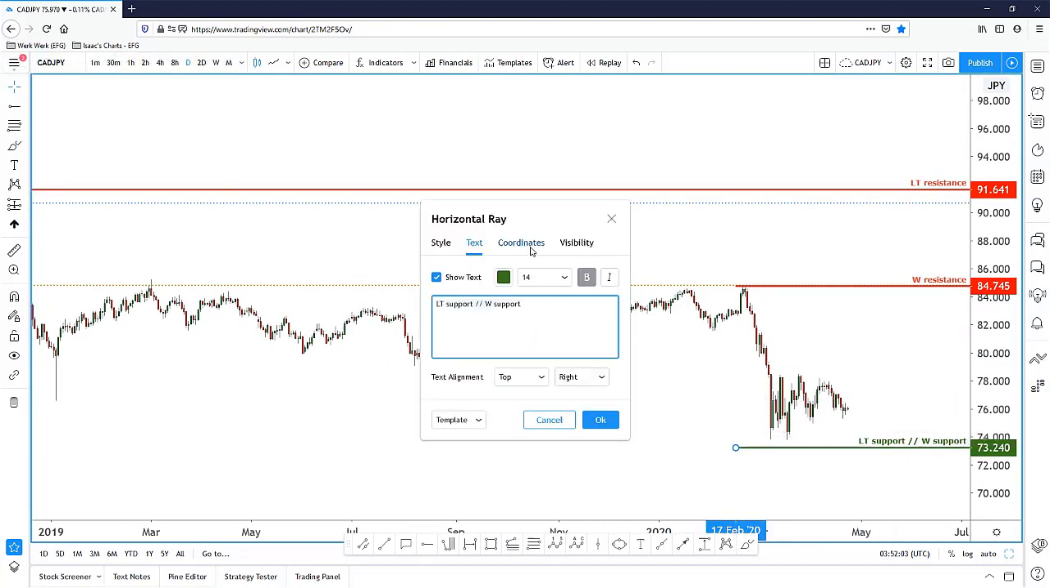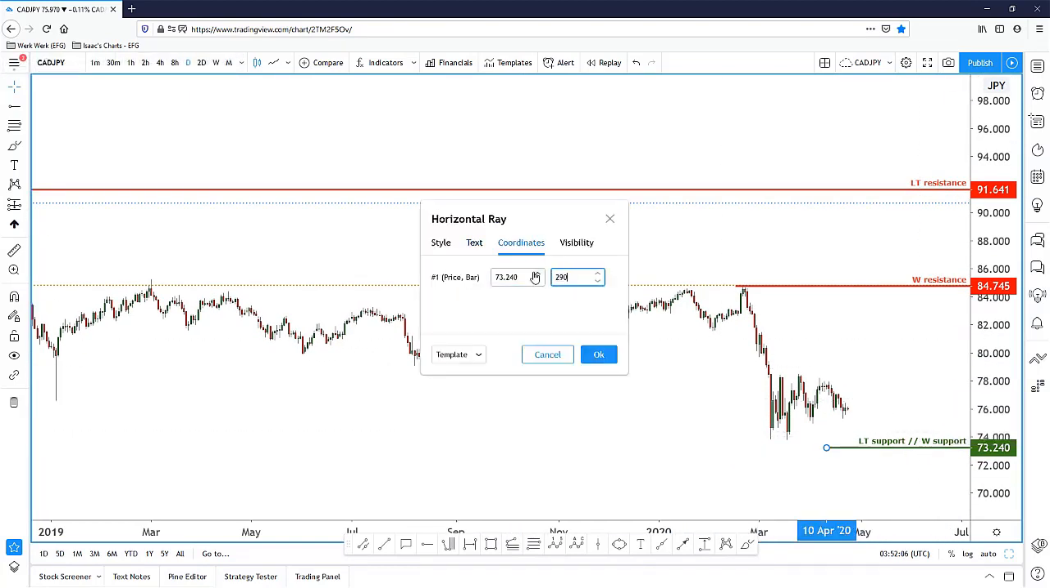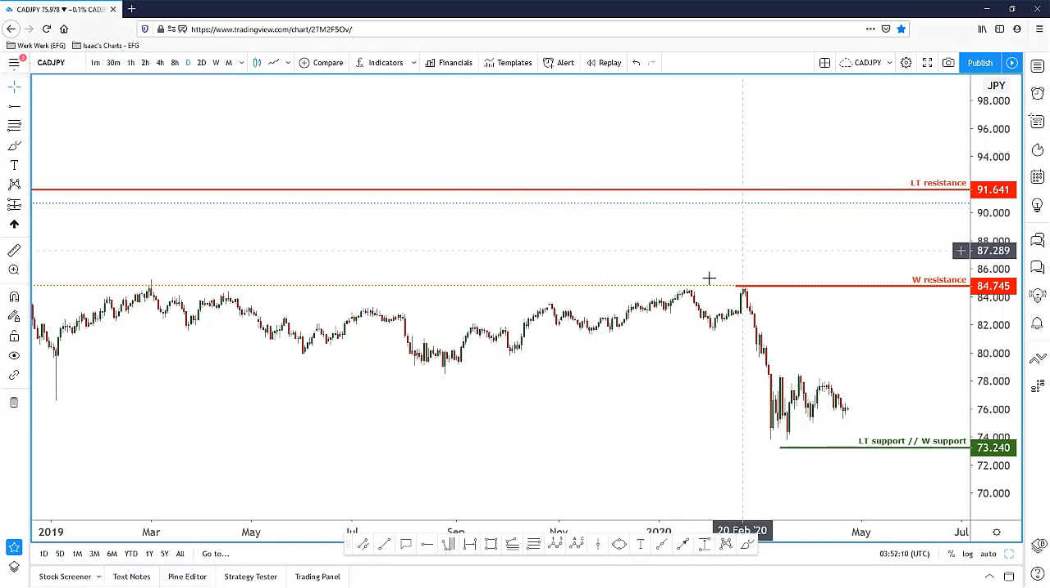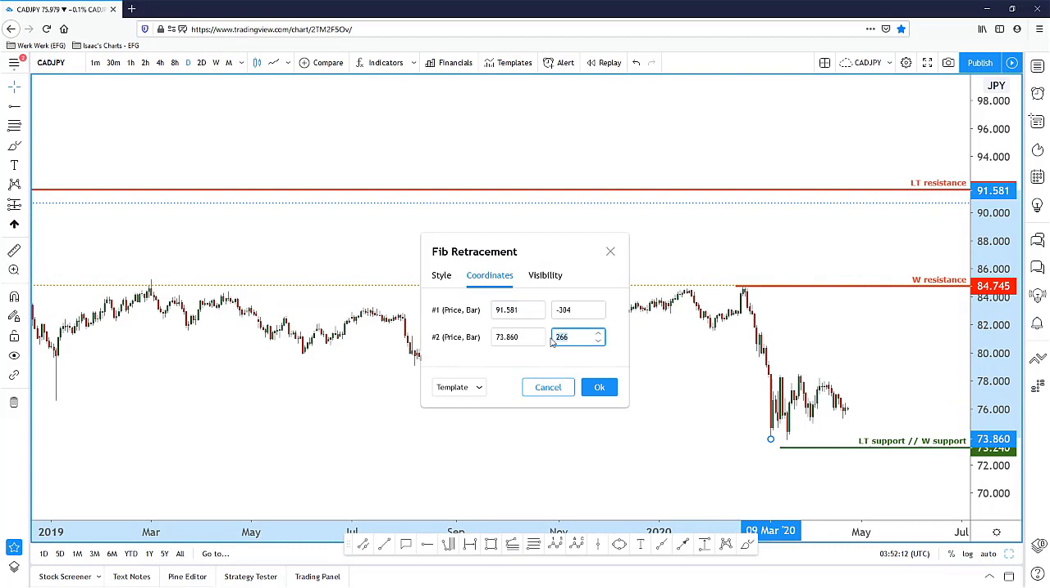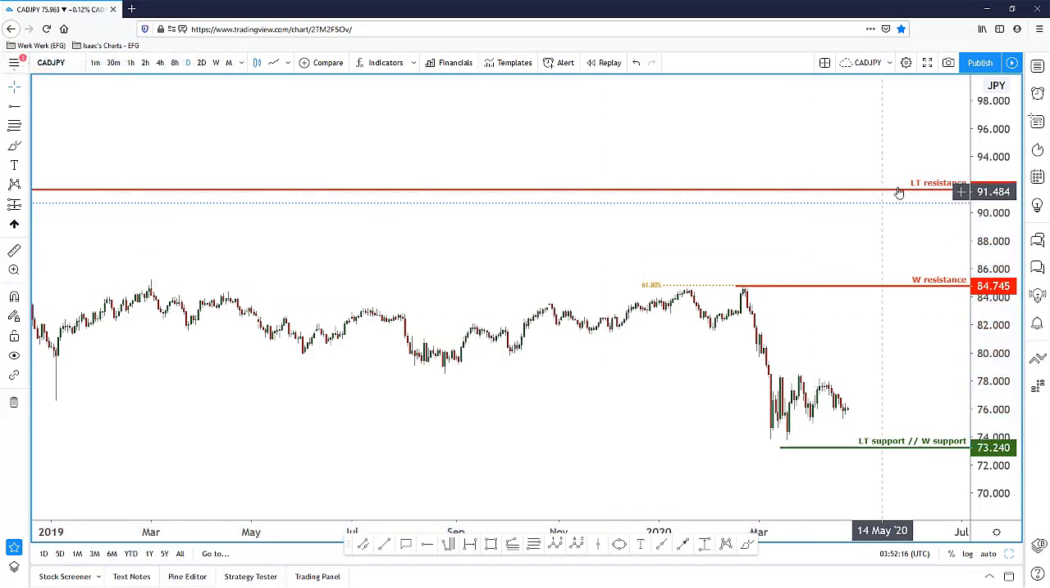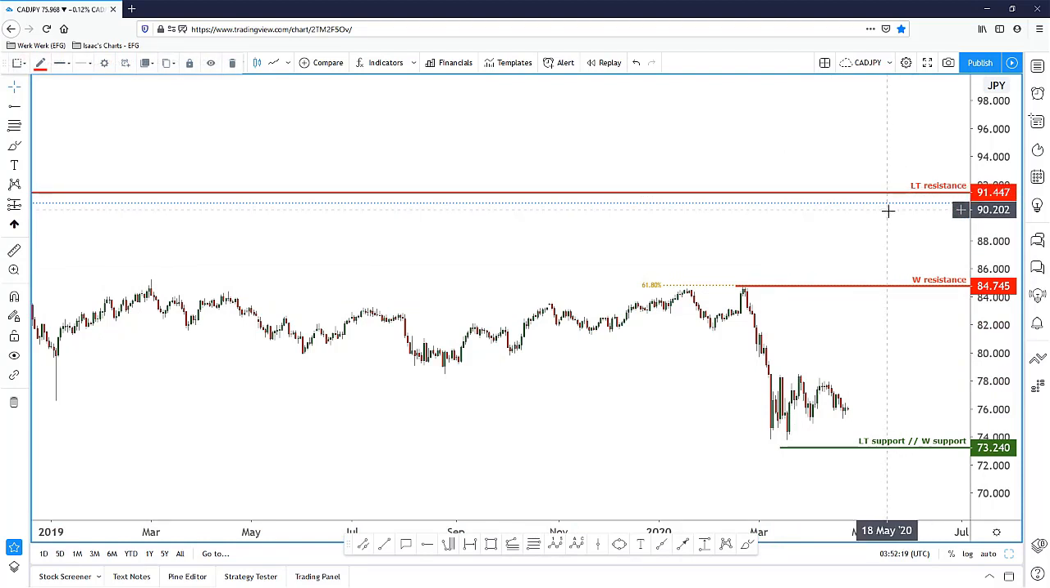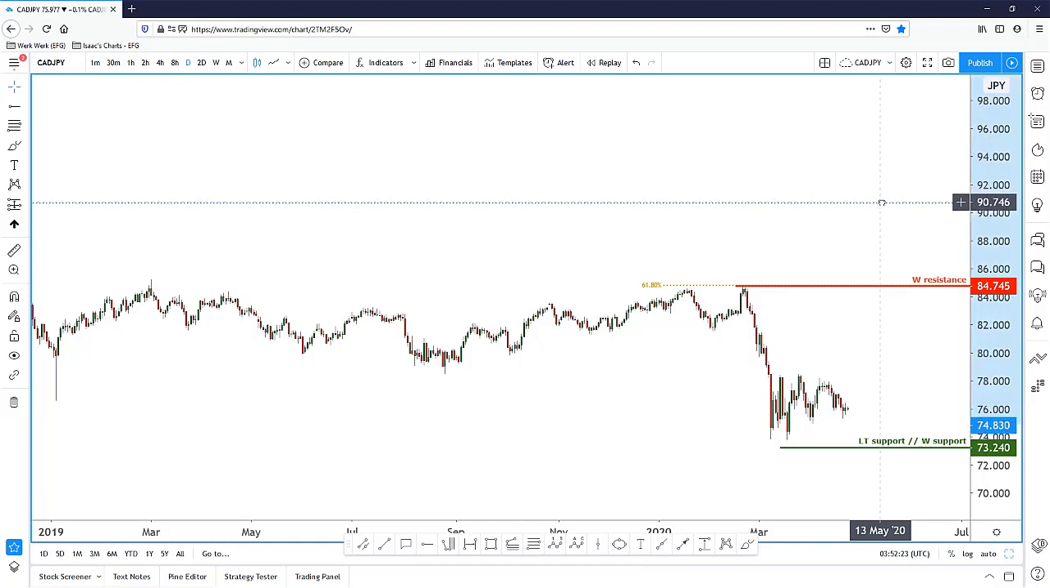Once again, let me tidy this up. Because the long-term resistance is quite far away, it'll take a few months for price to get there, so we can remove that.